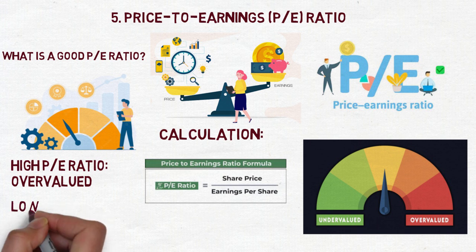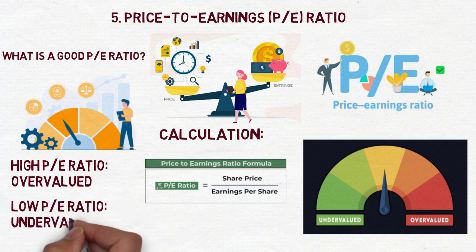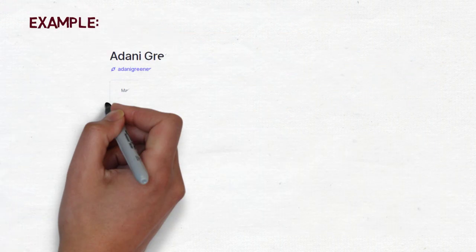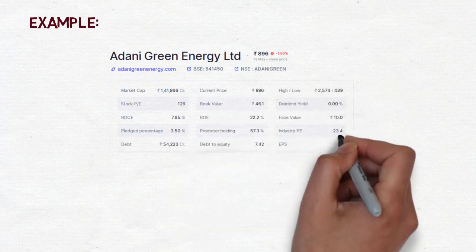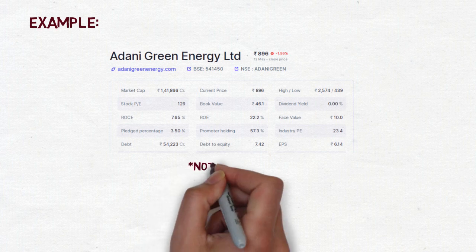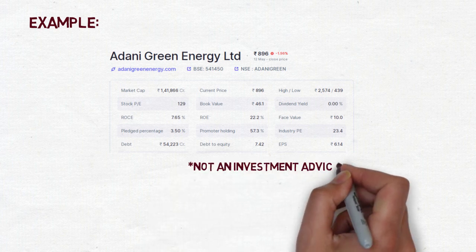On the other hand, a low P/E ratio can indicate that either the stock is undervalued or the expectations are low. For example, here we can see that the P/E ratio of Adani Green Energy is 129, which along with a high debt to equity ratio of 7.42 makes the stock overvalued.